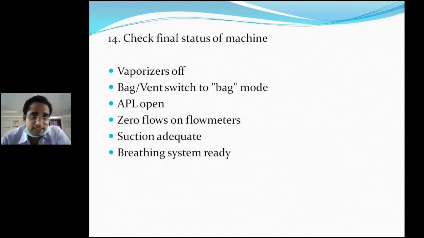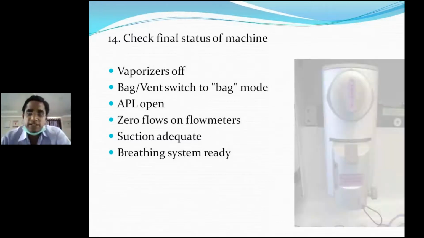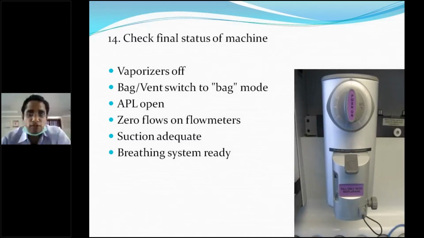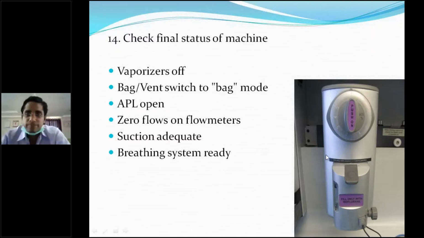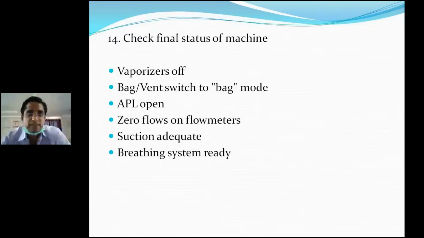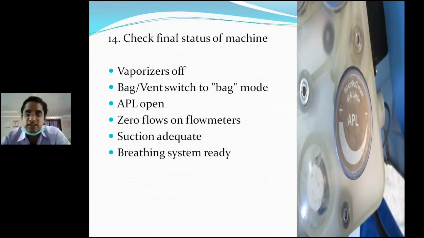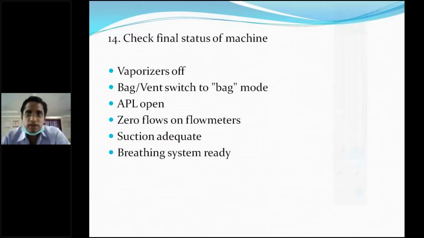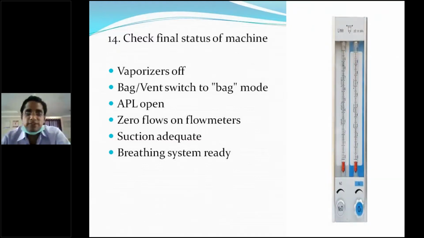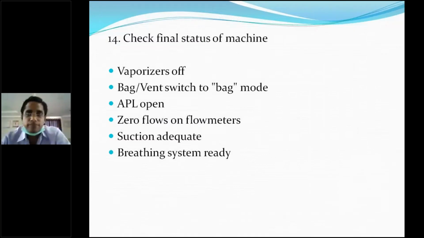So check the final status of the machine. You should check whether the vaporizer is on or off. Here you can see this button on the right side. You need to push and turn the vaporizer dial in the clockwise direction in order to turn on the vaporizer. And you need to check whether the ventilator switch is in open or closed mode, bag mode. You need to check whether the flow meters are on 0.